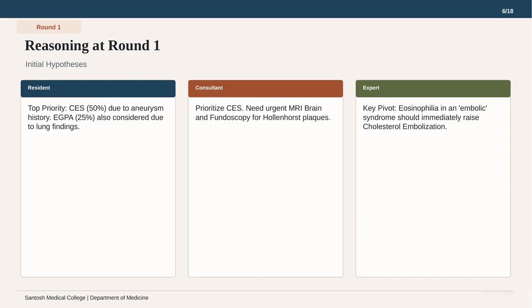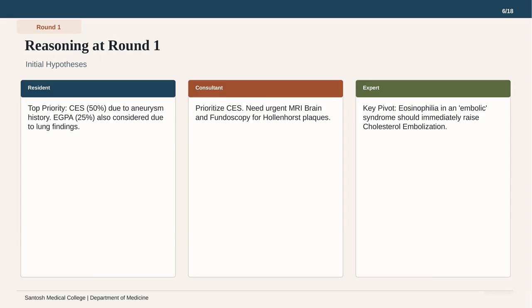In the middle column, the consultant agrees with prioritizing cholesterol embolization, but pushes for actionable next steps, specifically ordering an urgent brain MRI and a fundoscopy to look for Hollenhorst plaques. On the far right, the expert identifies the key pivot. They note that severe eosinophilia in the setting of an embolic syndrome should immediately raise suspicion for cholesterol embolization.